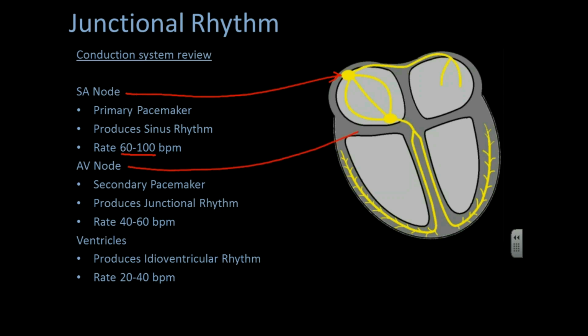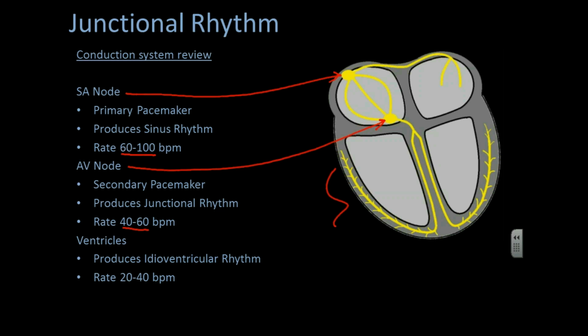The AV node is right here. The AV node is a secondary pacemaker, and it produces junctional rhythm, which is what we're going to talk about today. So if the SA node is unable to pace the heart, fortunately your heart has redundancies in place, like the AV node, and the AV node can then pace the heart at a range of 40 to 60 beats per minute normally.